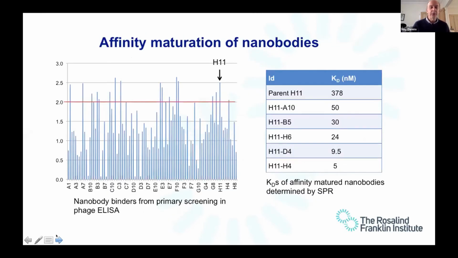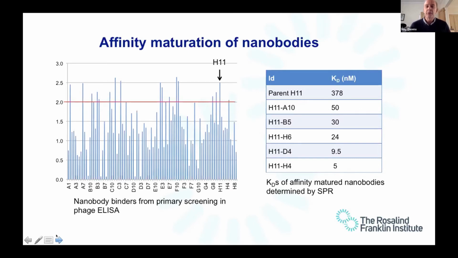So what you get from your naive screen is a lot of potential hits. We screen with a phage ELISA, so we're using the phage presentation of the VHH as the reagent to bind the biotin-captured antigen immobilized on a plate. This just shows you the spectrum of absorbance in a simple assay. And we put an arbitrary line here at OD 2 to distinguish things that are probably very weak from things that might be a bit stronger binders. There's a lot of hits here, so we're just going to focus on H11, and I'll tell you a bit more about the H11 series that we developed from this parent molecule.